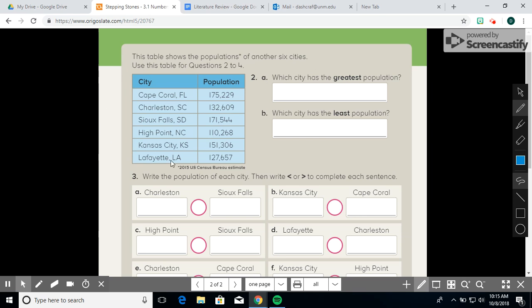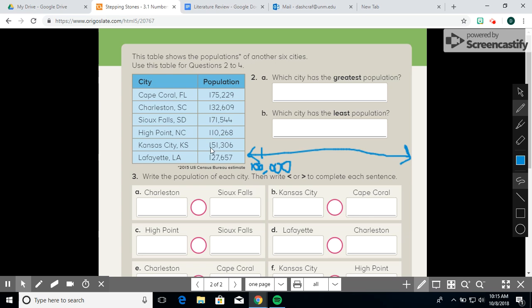Okay. We have a new table now, and it says which city has the greatest population. Feel free, if that number line works for you, to get a piece of paper, or if you have some space on your workbook, to draw yourself a number line. I would do between 100,000 and 200,000. Or we can use the comparing each place value strategy.